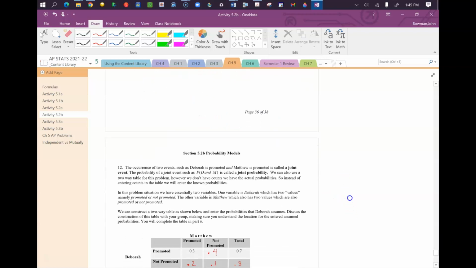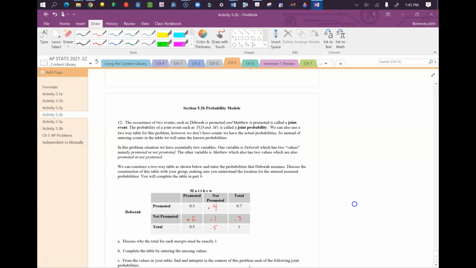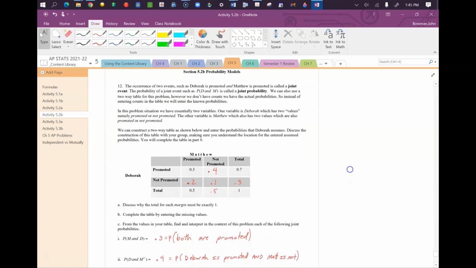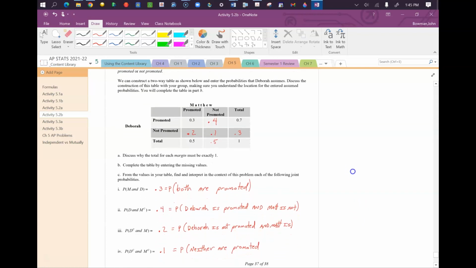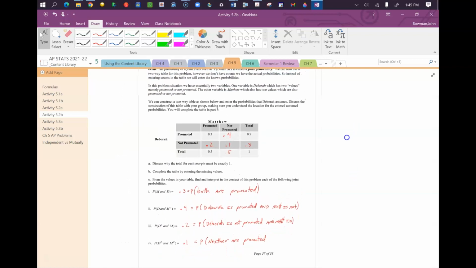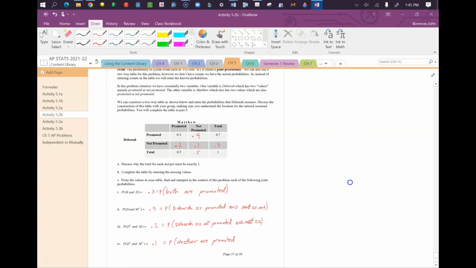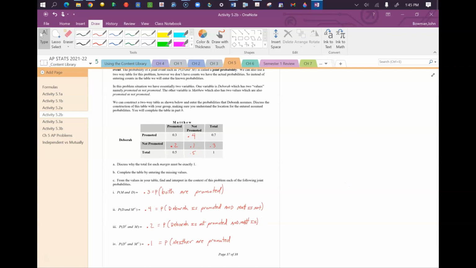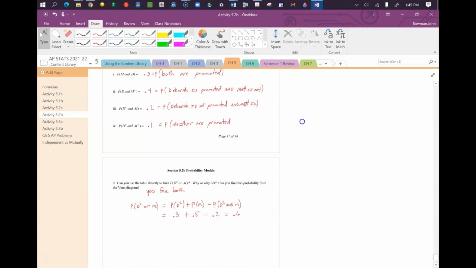And then finally, number 12. Showing that same situation using a two-way table. And the last question uses the general addition rule.